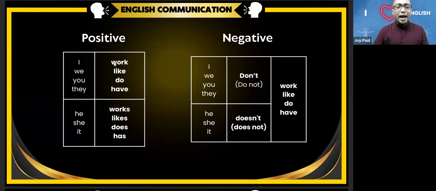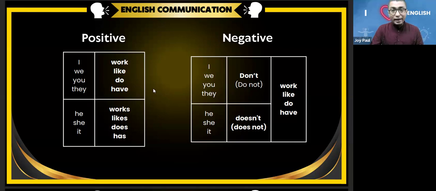Let's say in positive we say, I work, but in negative we have to say, I don't work, or I do not work. Don't is a short form of do not. Let's say we like. In negative, how can we represent it? We don't like. Let's say you do in positive. In negative, you have to say, you don't do. In positive, they have. They don't have.